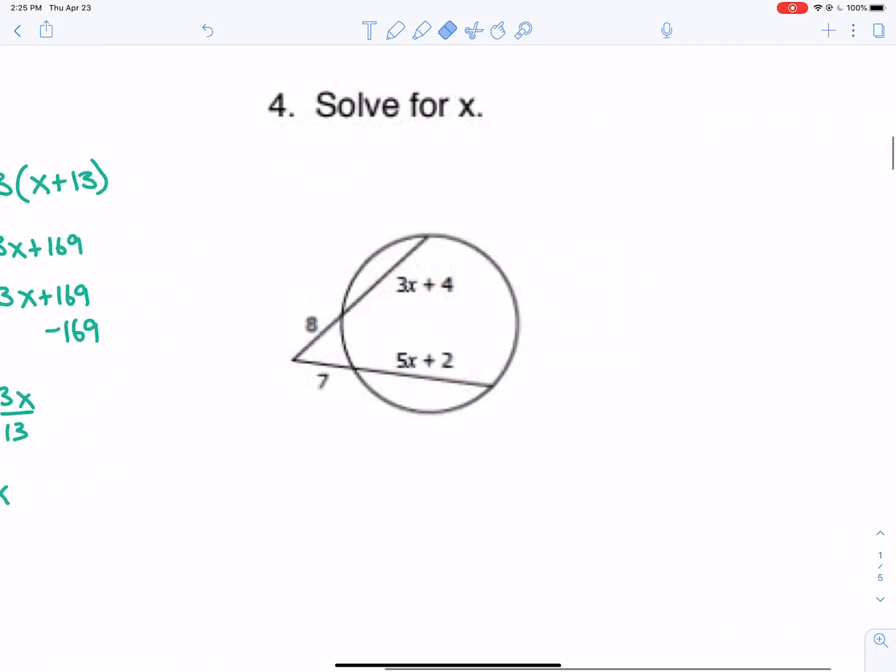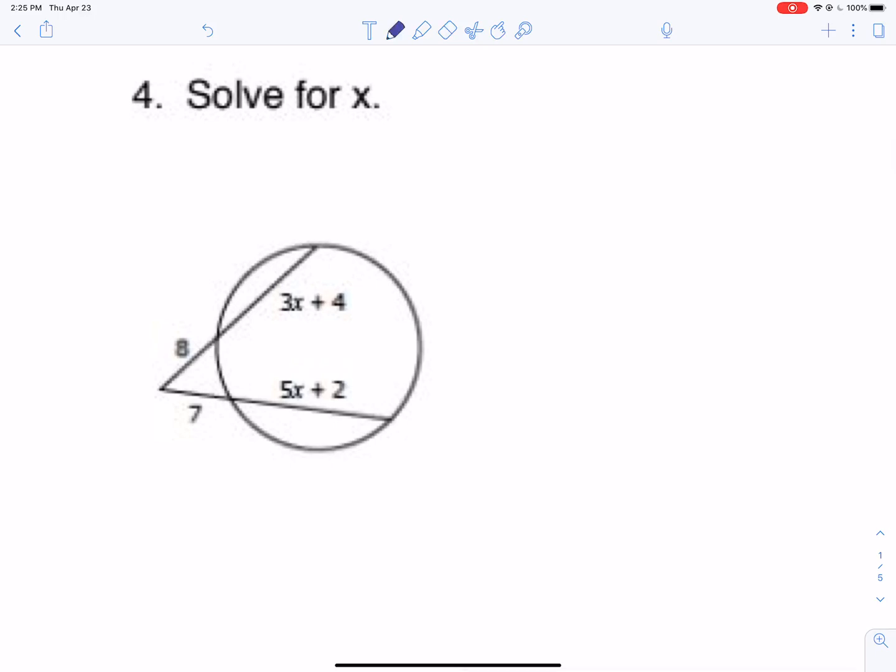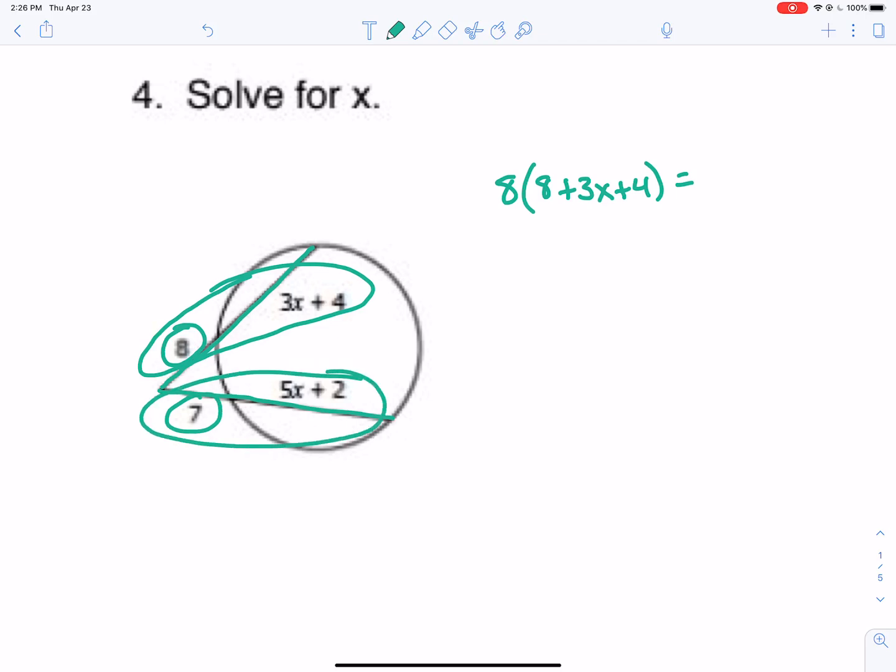Let's look at another example of a type 2 problem. We have a secant intersecting with another secant, which creates these little outside segments. So we have 8 times the sum of the whole secant, so 8 times 8 plus 3x plus 4, I'm just going to write it all out, equals 7 times the sum of the whole secant. So 7 times 7 plus 5x plus 2 is our setup.